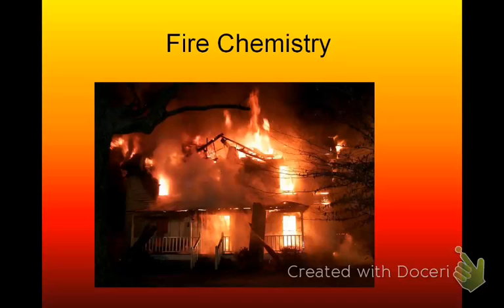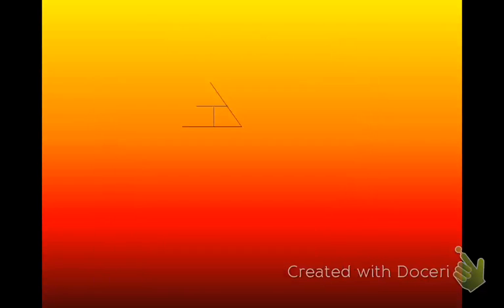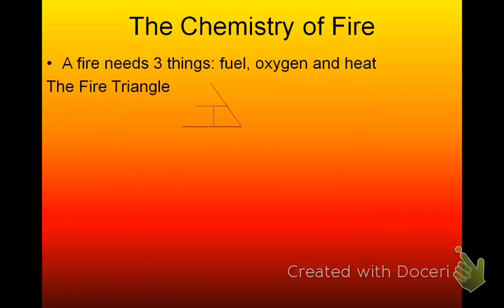Today's screencast is about the chemistry of fire, so the chemical background as it applies to what you would learn in chemistry class of fires. This is the fire triangle, the three things that a fire needs in order to burn: fuel, oxygen, and heat.